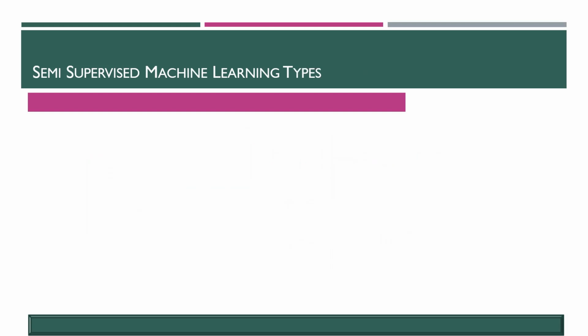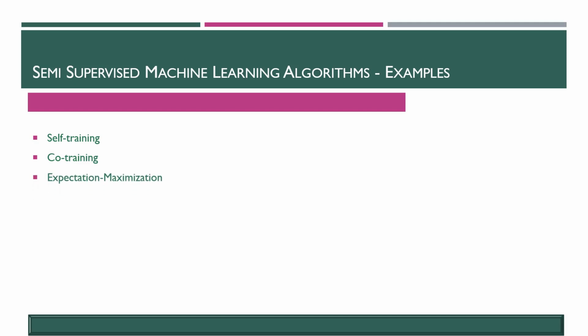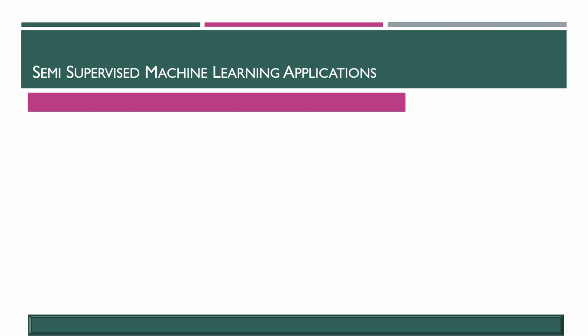There are three types of semi-supervised machine learning algorithms. They are prediction, classification, and regression. Some examples of semi-supervised machine learning algorithms are the self-training algorithm, co-training algorithm, and expectation maximization algorithm. Semi-supervised machine learning algorithms are applied for sentiment analysis, fraud detection, as well as speech recognition.